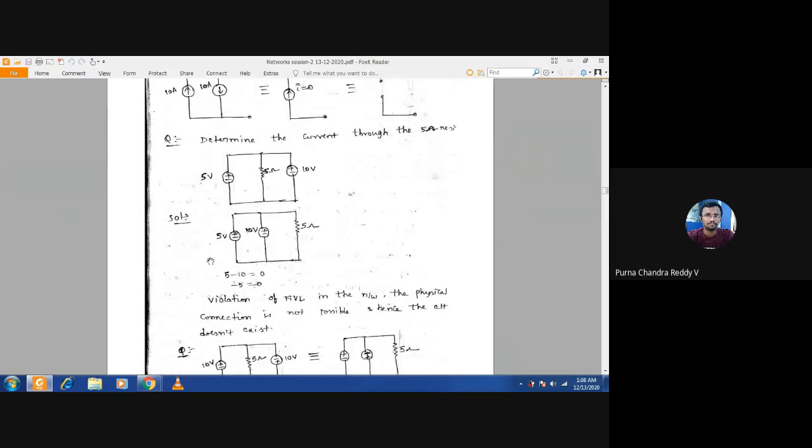Now question, determine the current flowing through the 5 ohms resistor. I am asking you to find the current flowing through the 5 ohms resistor. Tell me what is the current flowing through this 5 ohms resistor. This is the circuit given.